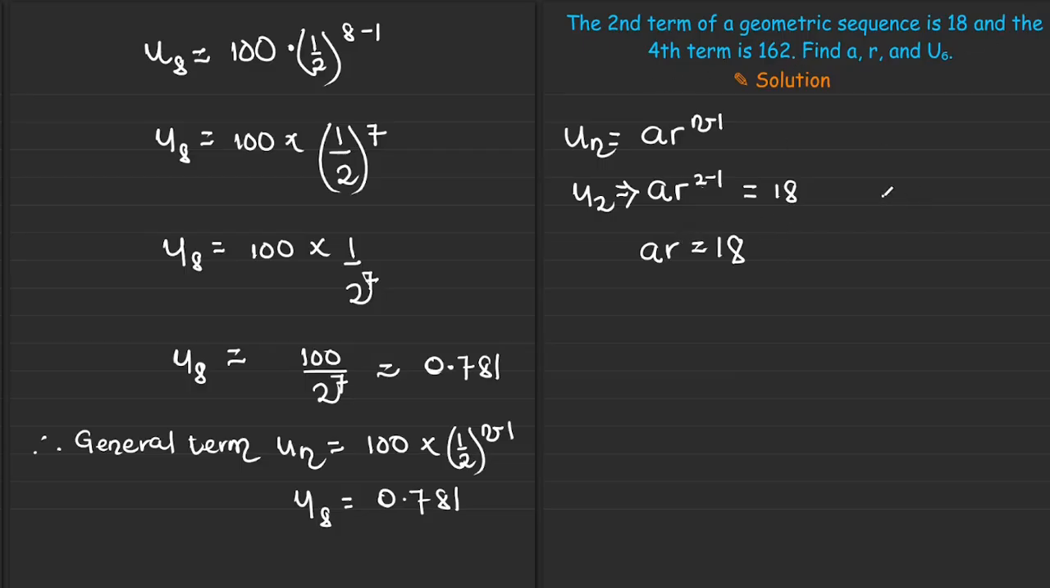Now for the fourth term, we can say U4 gives us what? A times R to the power 4 minus 1. And we are being told that is equal to what?